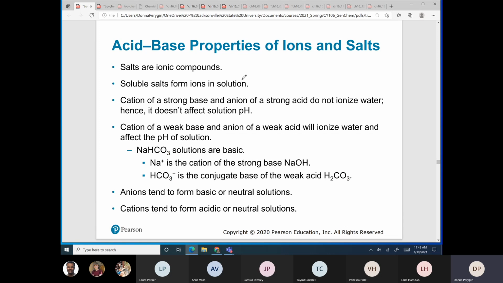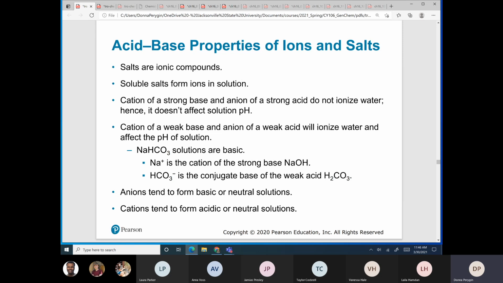But some salt solutions actually come out to be basic or acidic, and that's because some of the anions or cations can actually act as acids or bases. So remember, we had conjugate bases of acids and conjugate acids of bases. Well, it turns out if you just put in the conjugate base in the form of a salt, you can form a basic solution. And if you just put in the conjugate acid in the form of a salt, you can form an acidic solution.